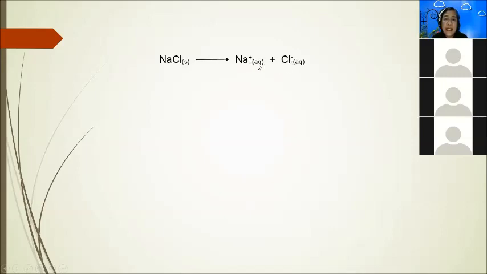Yung parenthesis na yan na AQ, that stands for aqueous. I don't know how to pronounce it. Yan yung sinasabi natin kanina that the sodium ion now is already surrounded by what? Water molecules. And to illustrate that, we have this.